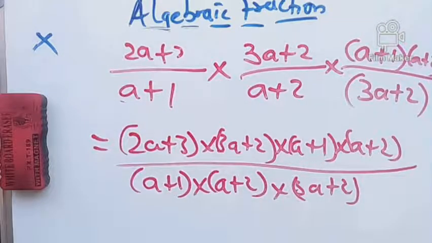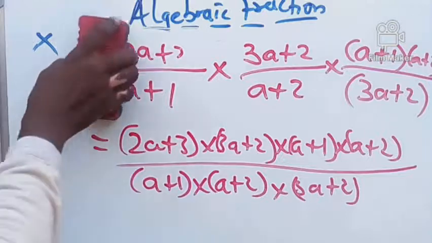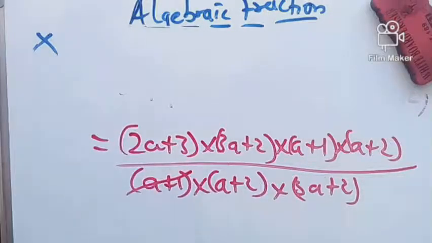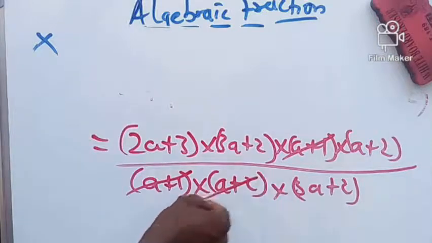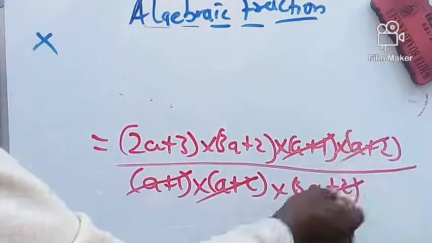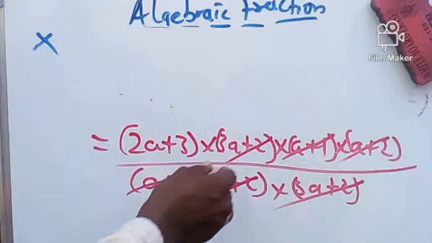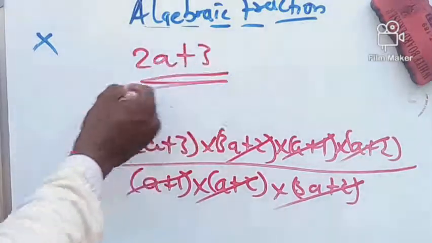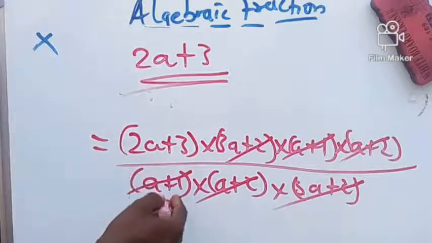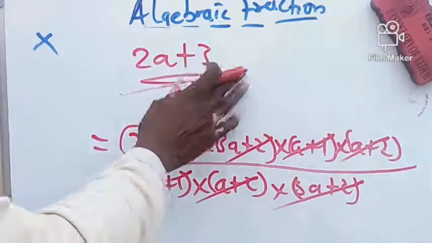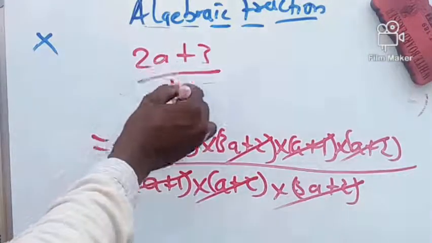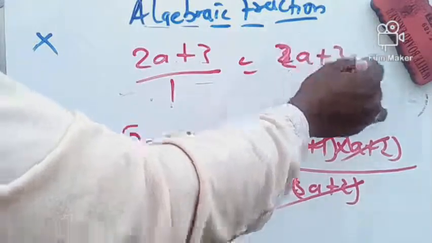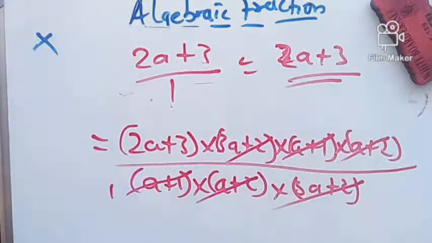So we look out for anything that can divide each other. Notice that from the look of things here, a plus 1 will take care of a plus 1, a plus 2 takes care of a plus 2, 3a plus 2 takes care of 3a plus 2. So we are left with what? 2a plus 3. And that is the answer. Remember, each of these is 1. This can be expressed as 2a plus 3 over 1, which is the same as 2a plus 3. And that is the answer.